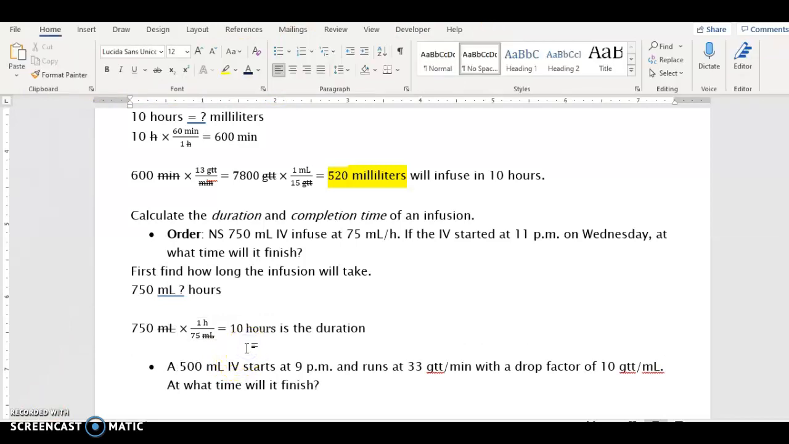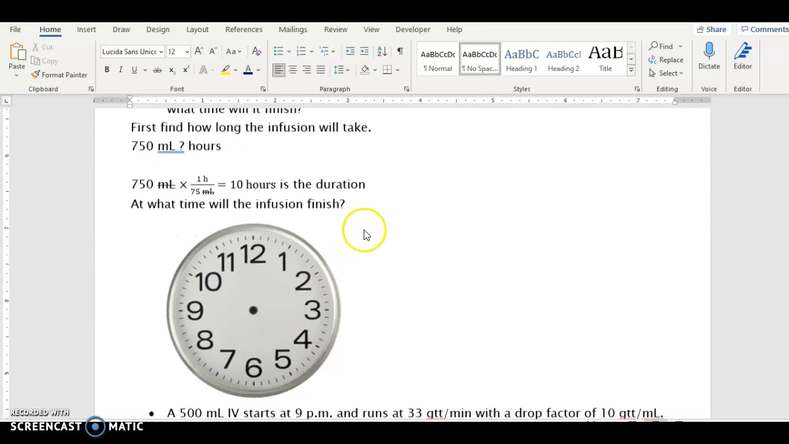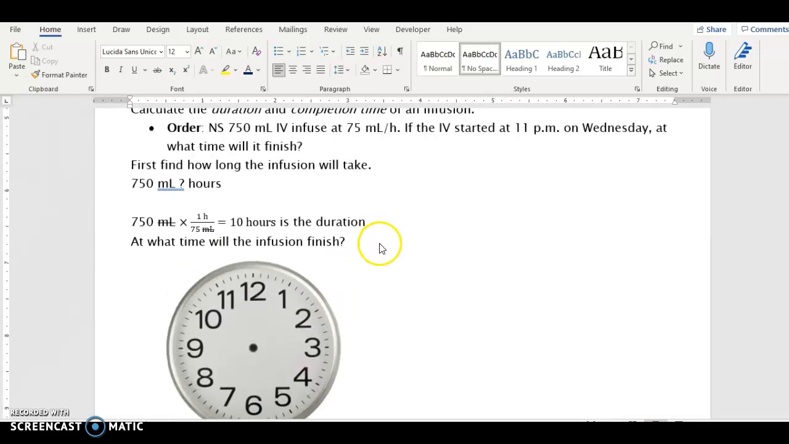Now that we have the duration, we can ask at what time will the infusion finish? It would be helpful to have a clock in front of us to figure this out, although you can probably figure it out in your head. If the time is 11 p.m. and the duration is 10 hours, at what time will it finish?